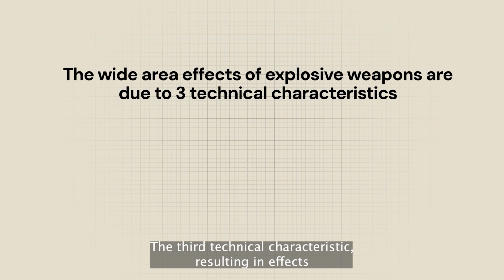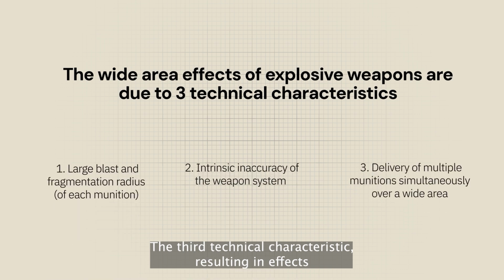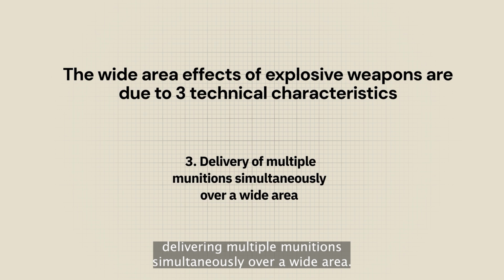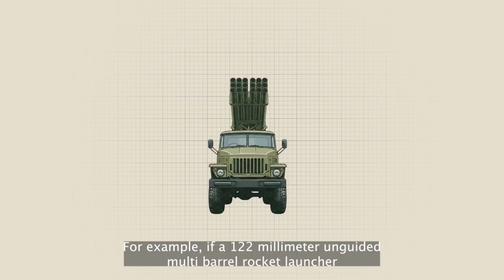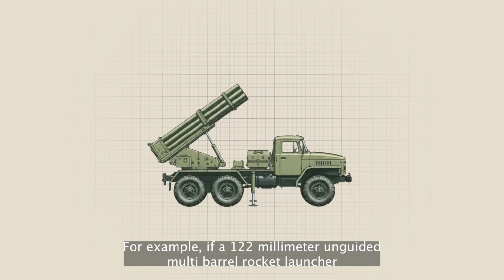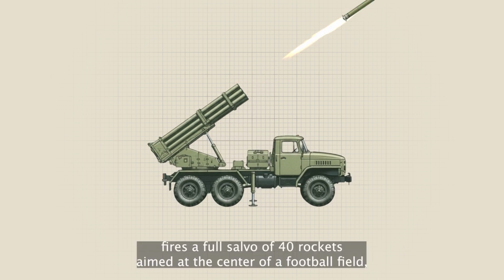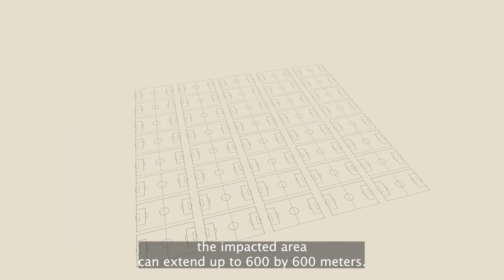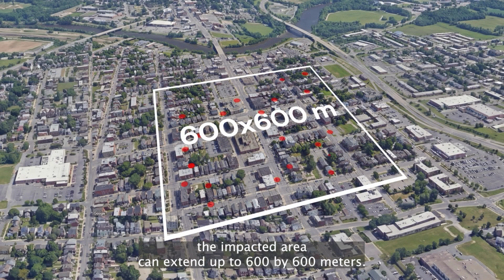The third technical characteristic, resulting in effects far beyond the intended target, relates to the weapons delivering multiple munitions simultaneously over a wide area. For example, if a 122mm unguided multi-barrel rocket launcher fires a full salvo of 40 rockets aimed at the center of a football field, the impacted area can extend up to 600 by 600 meters.